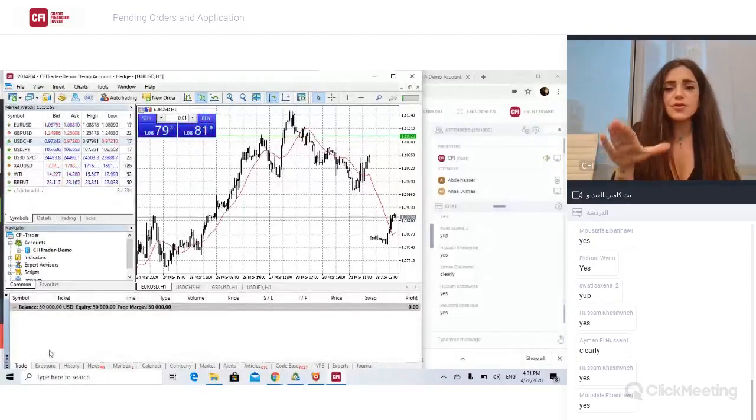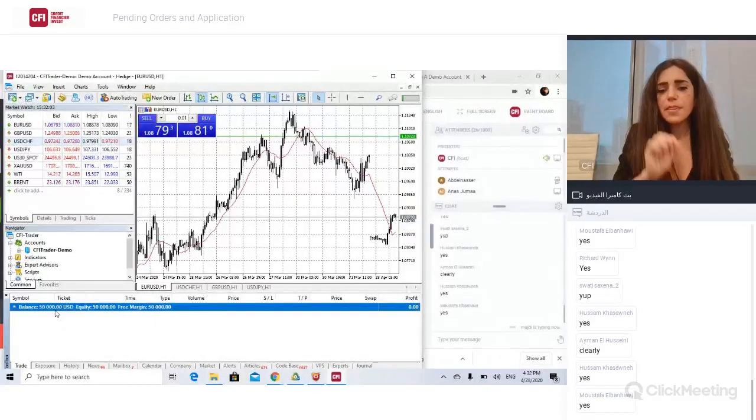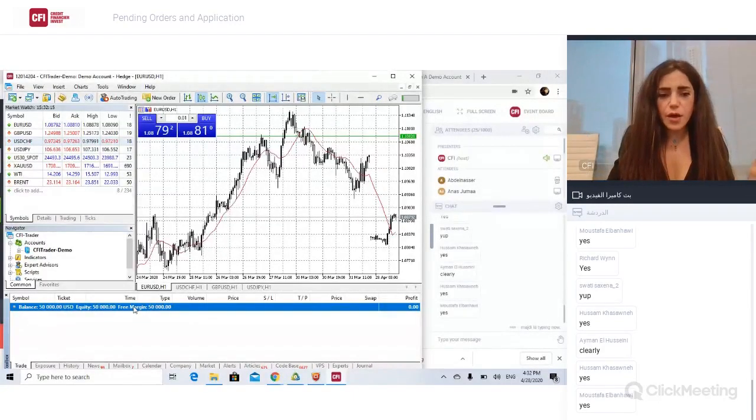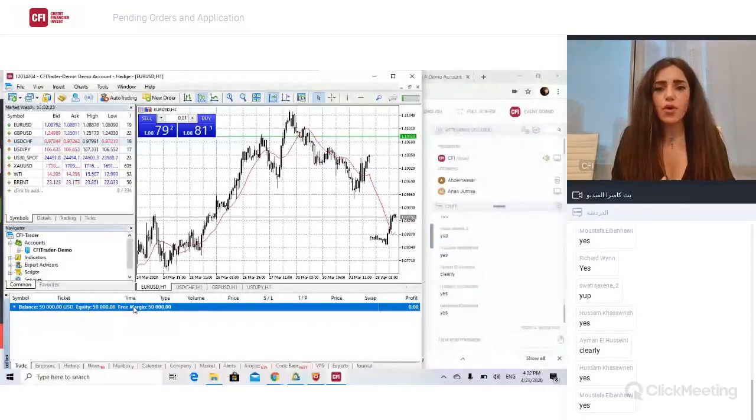Let's say this is a new account with $50,000 as a balance. Very important. Our equity and our free margin are equal to each other. So basically, equity in this case is equal to my free margin because I did not open any trade yet. My equity is equal to my free margin is equal to my balance. Once I open a trade, we can see the price movement and we can see new fields popping up. I'll come back to this in a second.